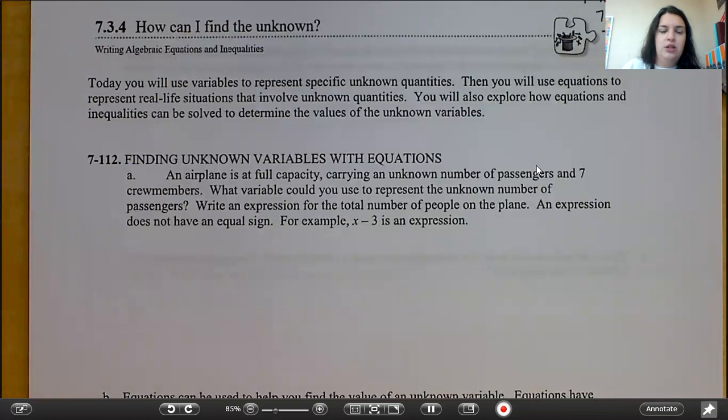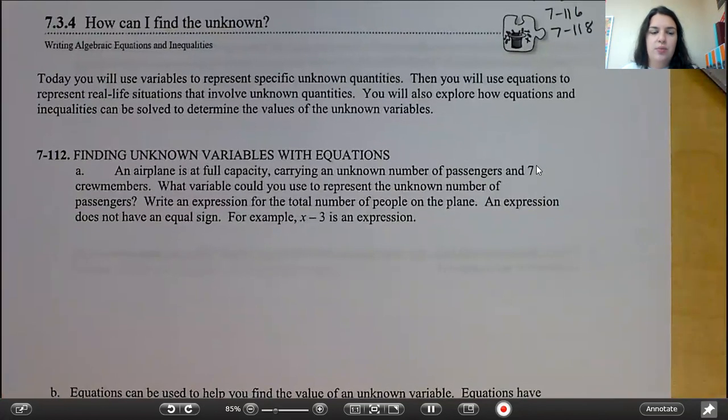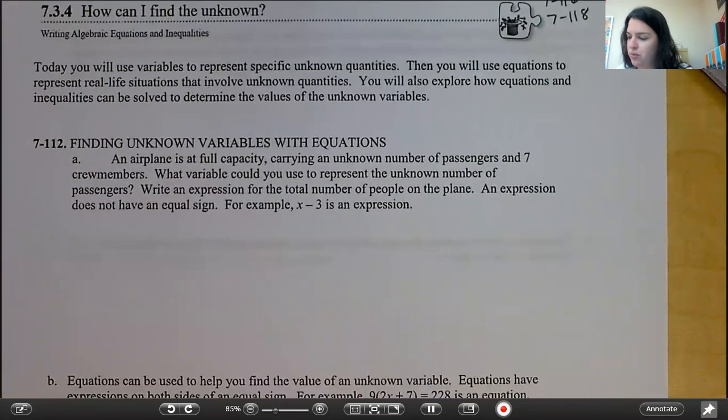Writing algebraic equations and inequalities. Today we'll use variables to represent specific unknown quantities. Then you will use equations to represent real-life situations that involve unknown quantities. You will also explore how equations and inequalities can be solved to determine the values of unknown variables. So let's take a look at 7.1.12. Finding unknown variables with equations.